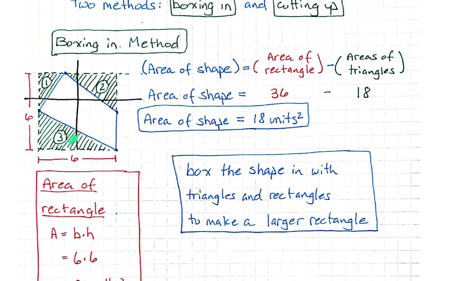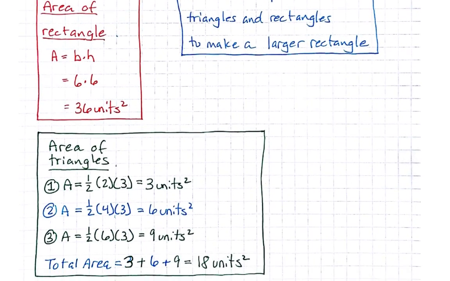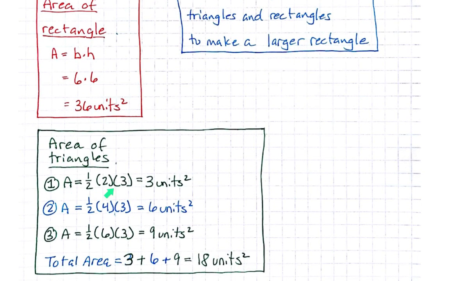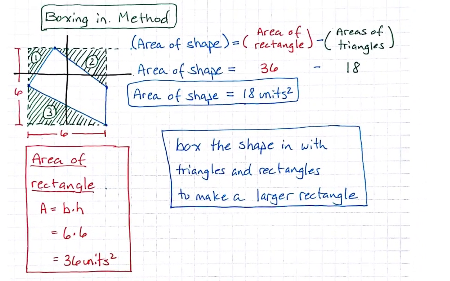So I've got this blue outline shape here. It's kind of an odd shape. There's no simple formula for finding its area. So what I do is I just add these triangles, 1, 2, and 3, so that I get a larger rectangle, which in this case also happens to be a square. So the area of that square is 6 by 6, or 36 square units. And then the 3 triangles separately, go down here, triangles 1, 2, and 3, they're all right triangles, easy to find the areas. So I've got 3 square units, 6 square units, 9 square units, for a total of 18 square units.